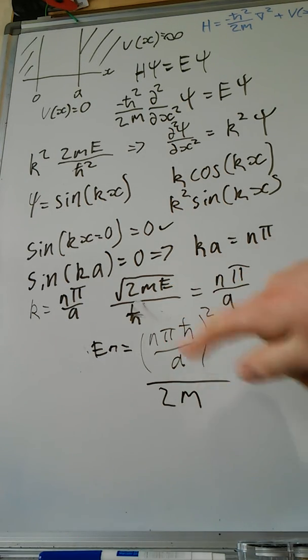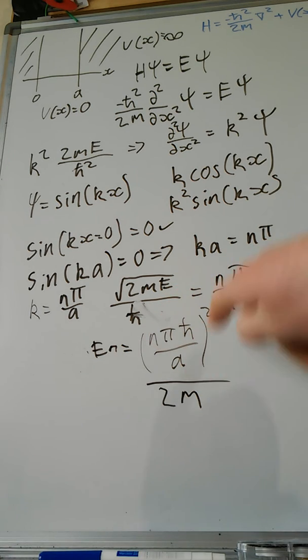This E can be different values, but it's defined by this. It must be an integer multiple, not quite an integer multiple, it goes with the n squared, but it must be some multiple of this function, such that the wave function is 0 at the boundary condition, and that determines the quantization of the infinite square well.